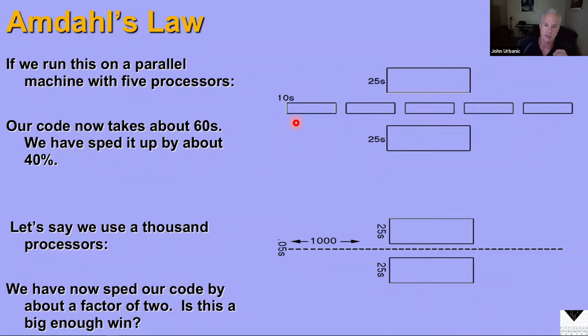If we take that code and we parallelize it on 5 nodes, then that 50-second section of our code is going to run in 10 seconds. And so our code now altogether takes 60 seconds to run. And that's a pretty good speedup. You might have 5 cores on your laptop. Now it runs twice as fast. So, hey, good for you.